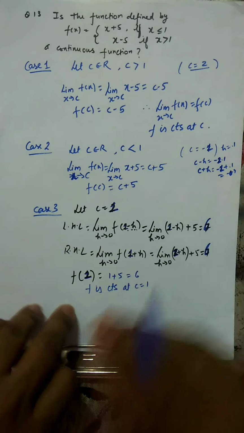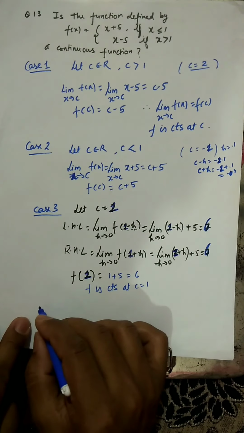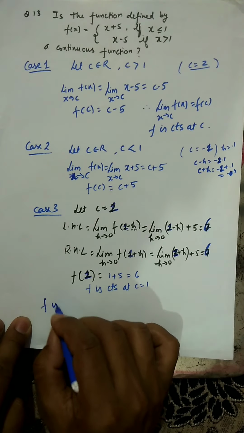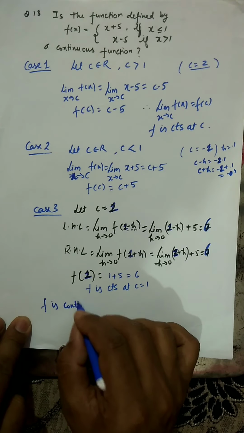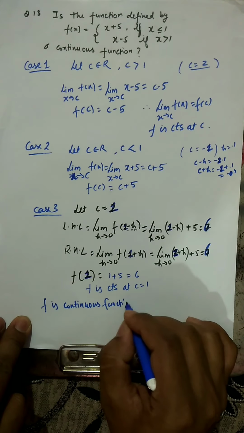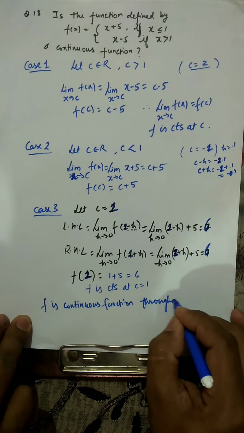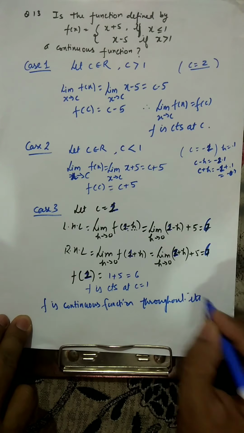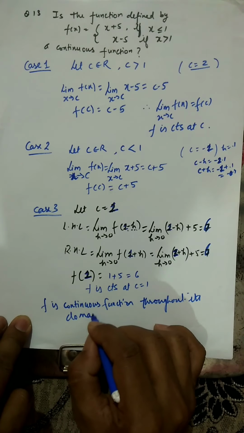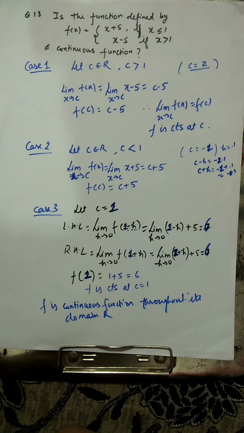So you can see in all cases we have discussed all the points of the domain. So now you can say that f is a continuous function throughout its domain, R. So this is how, procedurally, you have to show whether a function is continuous or not.